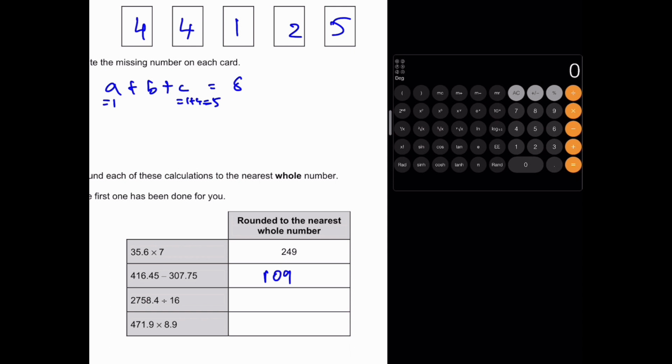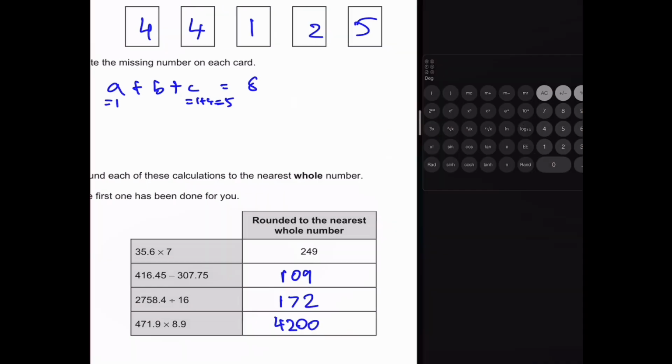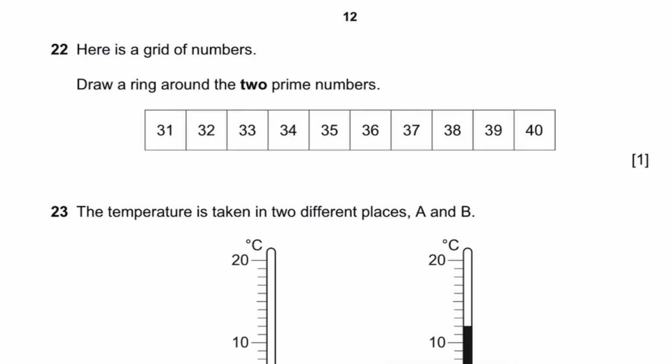2758.4 divided by 16. Let's do that. 172.4, which is 172. That's the nearest whole number. 471.9 times 8.9. So let's do that. 4199.91, which is 4200 to the nearest whole number. That's the answer.